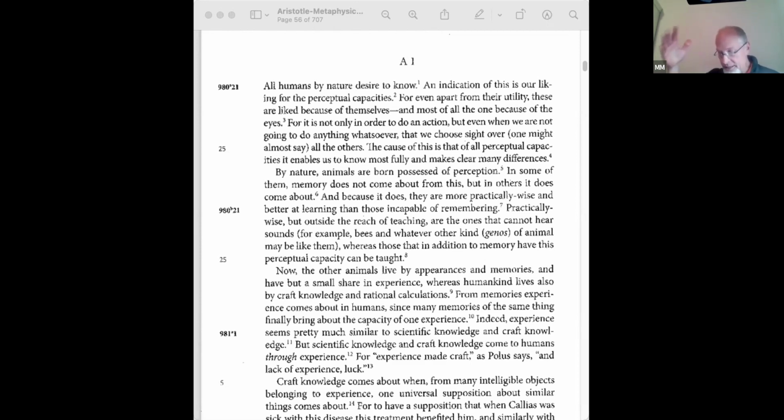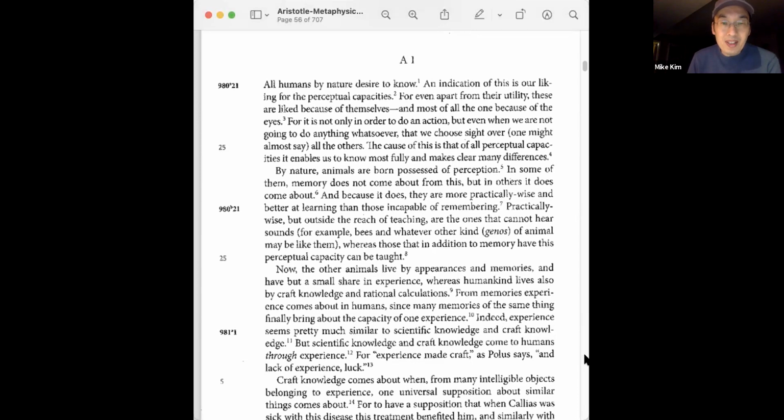All right, so we're going to skip a paragraph, and what we're going to do is just talk a little bit about what Aristotle considers to be animal knowledge, and how what he calls craft knowledge and rational calculation are different. So, Mike, do you want to just skip a paragraph and then read out loud now the other animals? Yep.